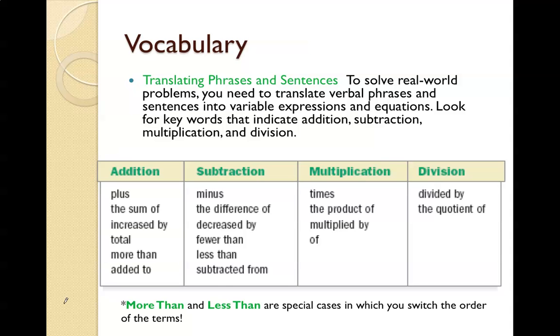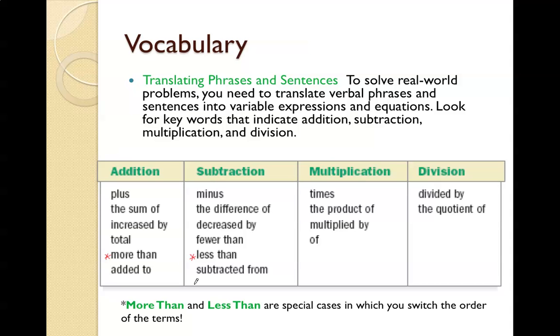For addition, we have plus, the sum of, increased by, total, more than, and added to. These are just some of them. I'm going to put a star next to more than because we're going to talk about that one in more detail in just a second. Then we have subtraction. This is minus, the difference of, decreased by, fewer than, less than, and subtracted from. Again, I'm going to put a star next to less than. And if I'm going too fast, you can certainly pause the video at any time to write these down.